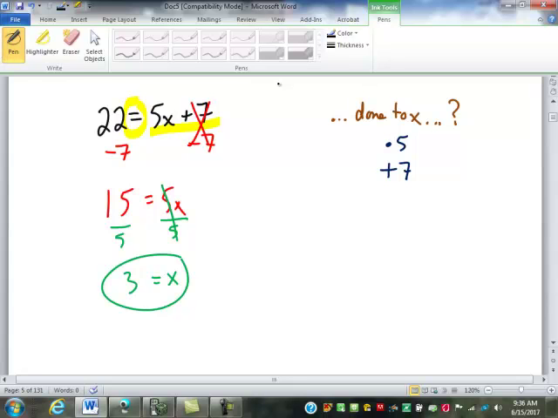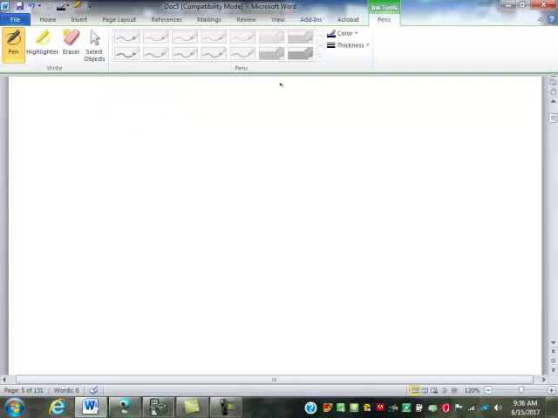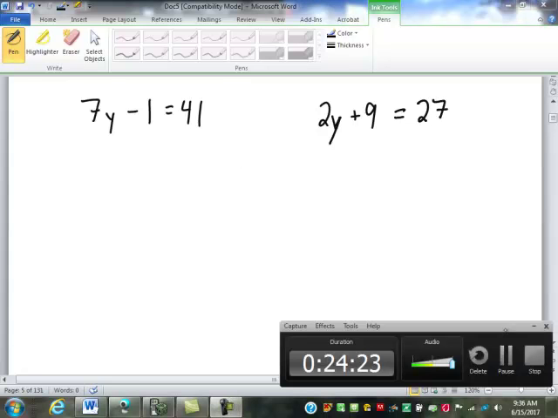Okay, I'm going to give you guys a couple of these to try in your notes. 7y minus 1 equals 41 and 2y plus 9 equals 27. So I'll pause the recording and let you guys have a couple minutes to try those.